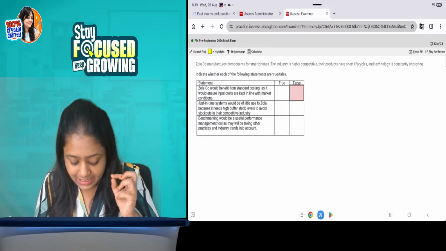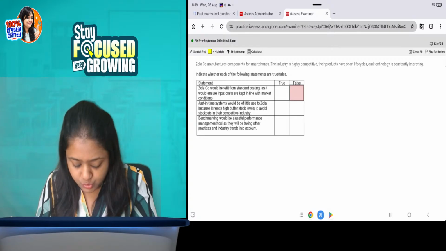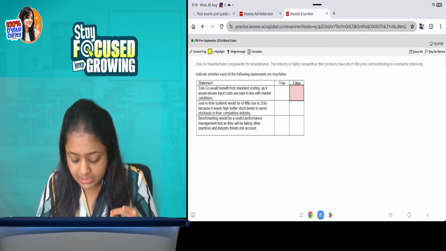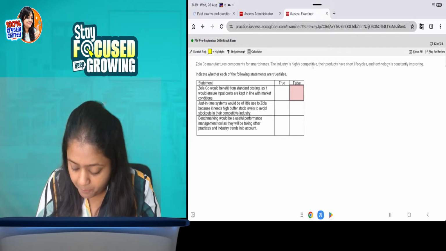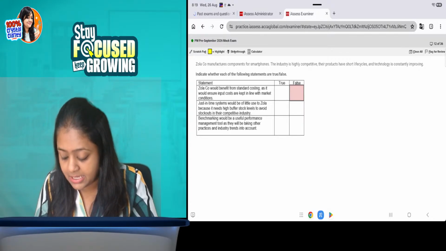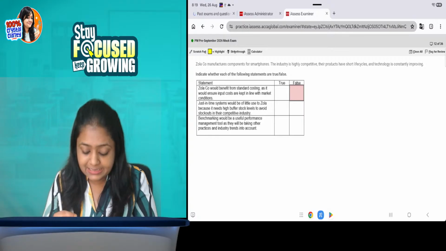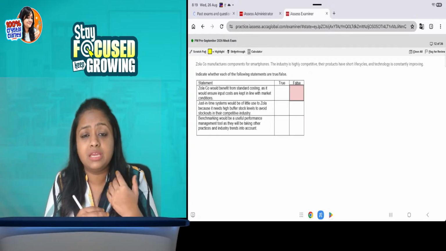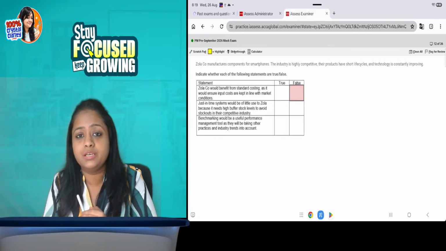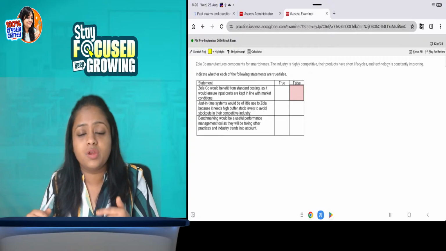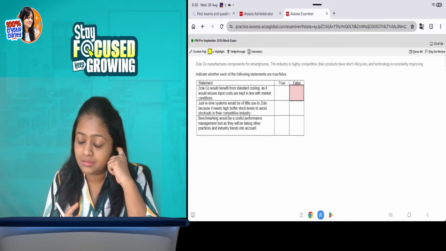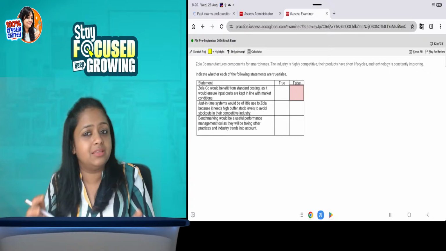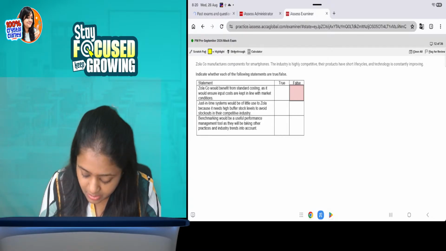Next, just-in-time systems would be of little use to Zola because it needs high buffer stock levels to avoid stockouts in the competitive industry. If you read here, the industry is very competitive and the products have very short life cycles and the technology is improving. Since they are manufacturing the components, if they keep too much inventory, it will become obsolete very quickly. So it is wrong. Zola should ideally have a JIT system in place that would make sure that the components are not getting obsolete and not getting wasted. Good. So this is wrong.